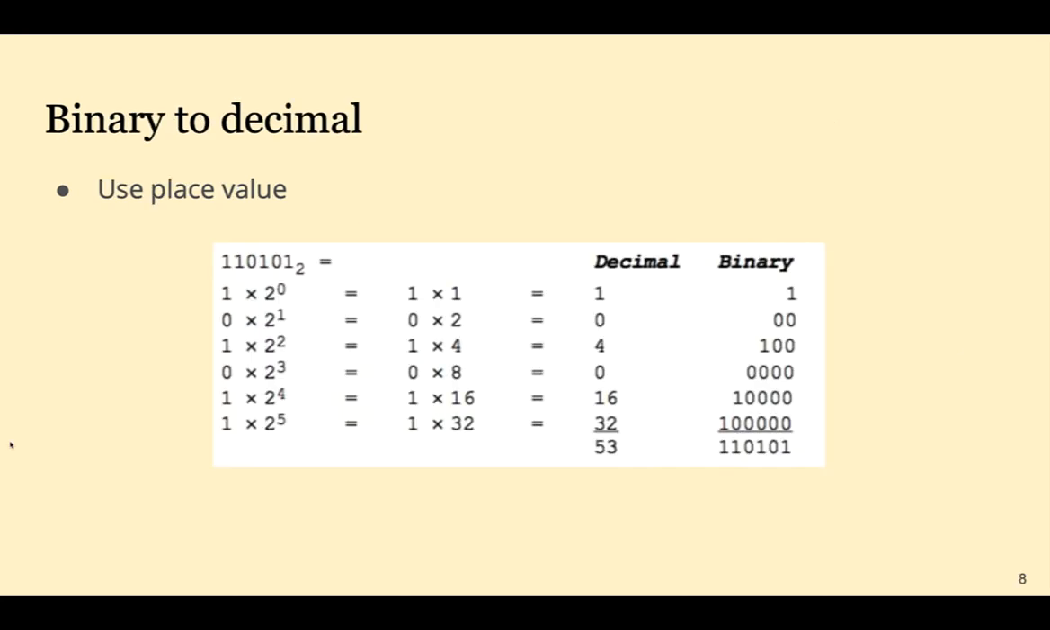And we can also use place value to convert binary to decimal. Let's say we have the binary number 110101. I know that this place value here is 1. That would be 2. This is 4. That would be 8. That would be 16 and 32. So that would be 32 plus 20 would give us 52, plus 1 is 53.